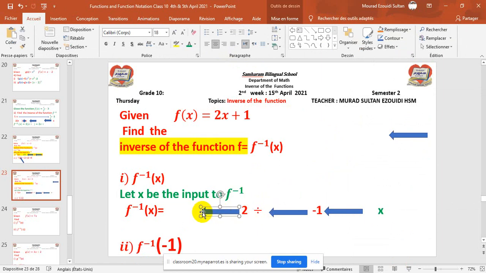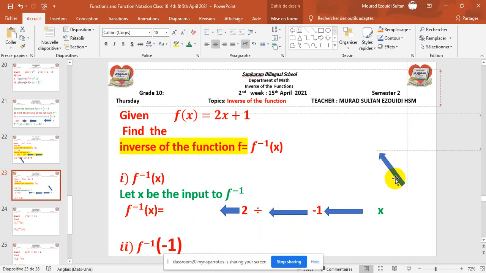Now I can tell you that we solved the problem. As here this is the input, then this is plus 1, I make minus 1, this is multiplied by 2, I make divided by 2. Then this one is read as x minus 1 all divided by 2. Clear? Look, this one is read as x minus 1 all divided by 2. I will write the answer here, which is equal to f minus 1.